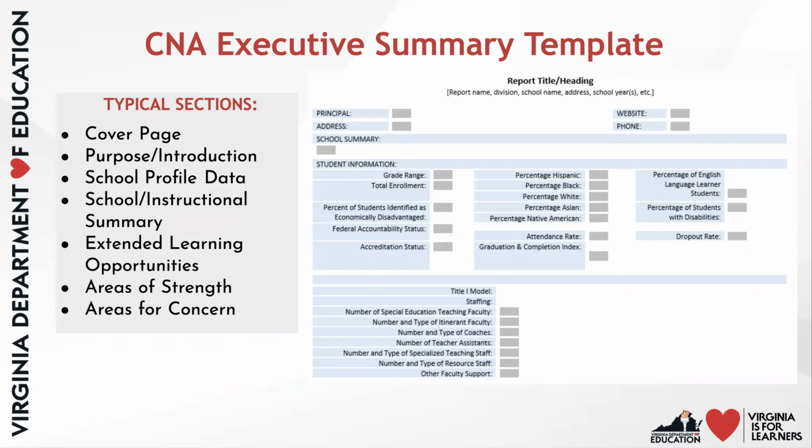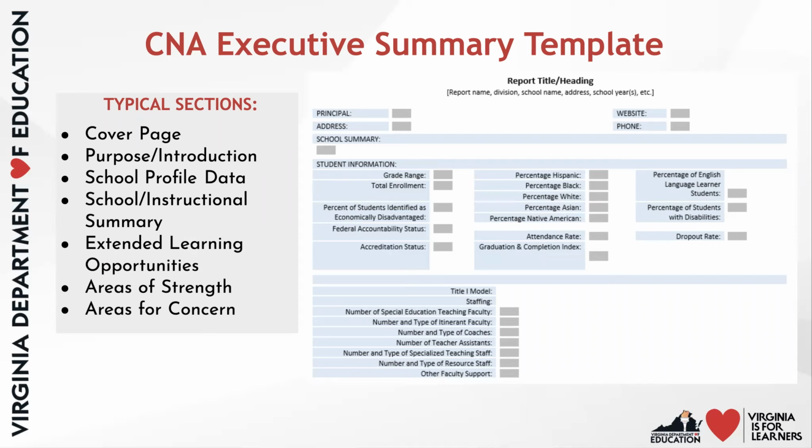Again, this is an example of a possible CNA executive summary template. As you can see, the sections that are included within the executive summary will be a cover page, purpose and introduction, your school profile data, school instructional summary, extended learning opportunities, the areas of strength that will come from your data analysis and interpretation, and your areas of concern. Module 2 provides several templates for creating your CNA executive summary. And this is just an example of one.